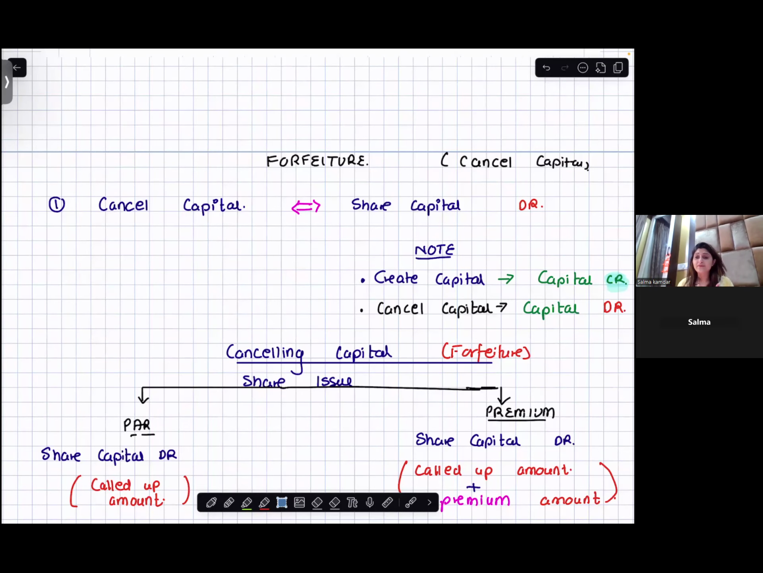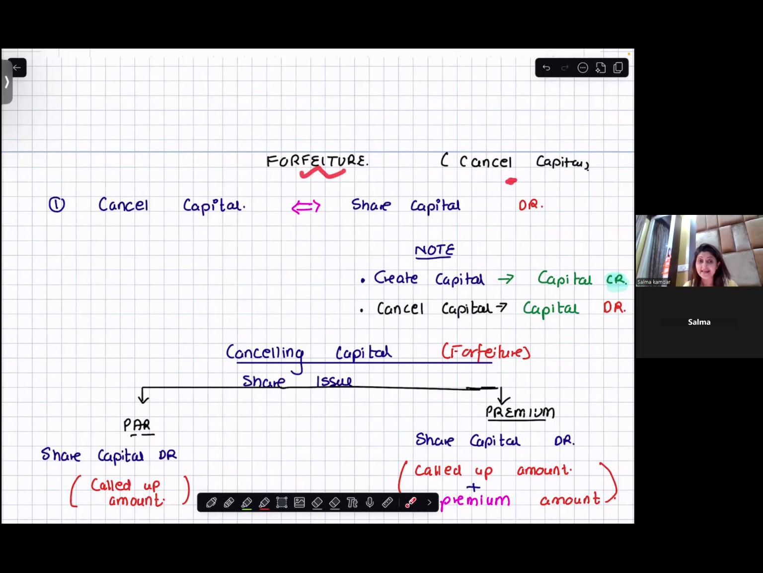This is a very quick revision of forfeiture of shares and reissue of forfeited shares. You need to remember that this is a quick overview with some shortcuts, not a detailed explanation, only for end moment revision.